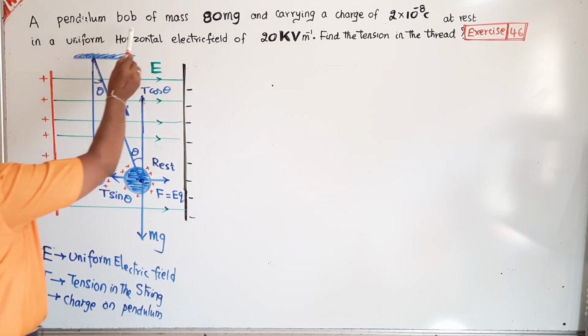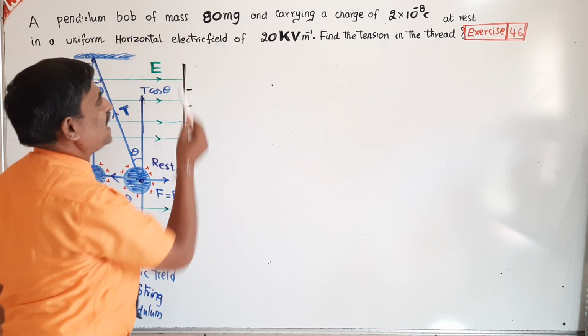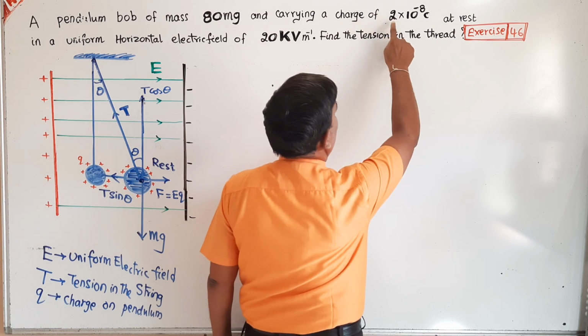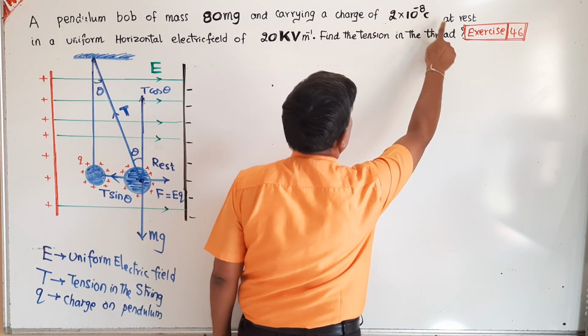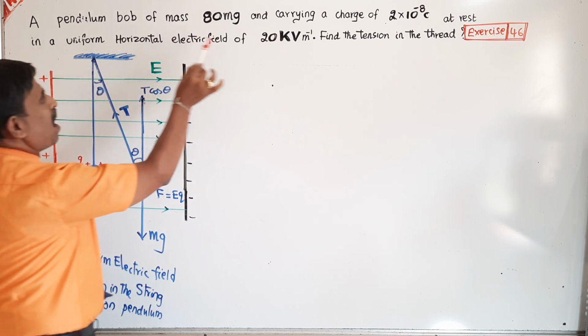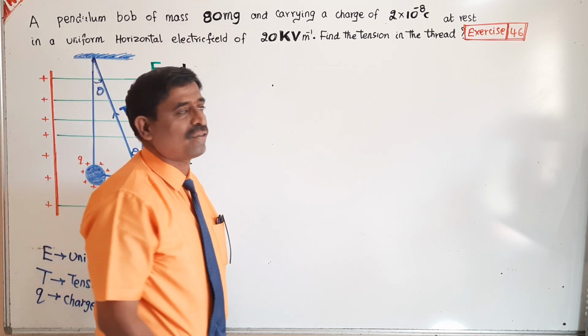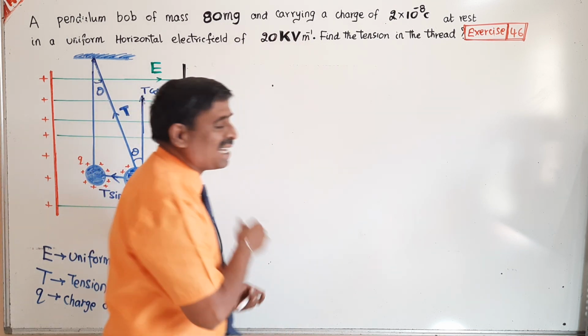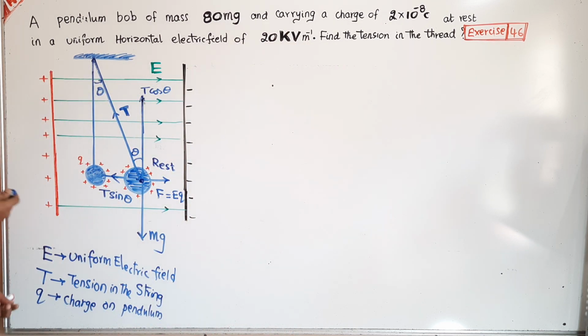A pendulum bob of mass 80 milligram and carrying a charge of 2 into 10 power minus 8 coulomb is at rest in a uniform horizontal electric field of 20 kilovolt per meter. Find the tension in the string.